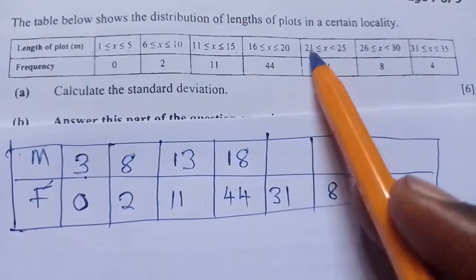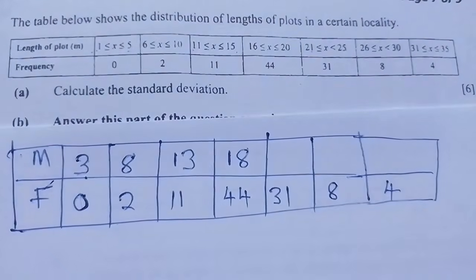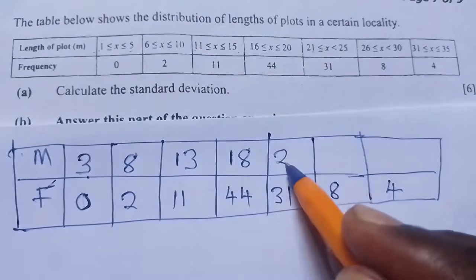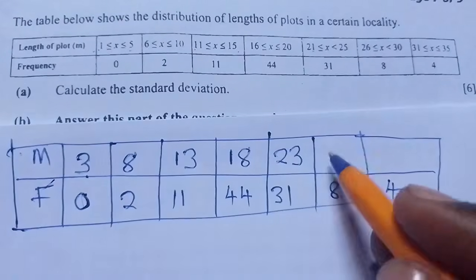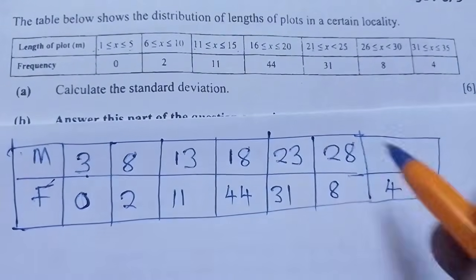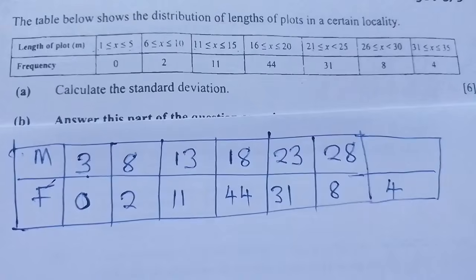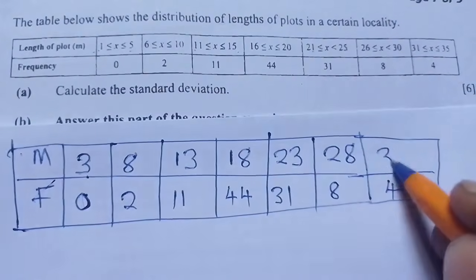I move here. 21 plus 25, I'm getting 46. Divide by 2, what's the answer? 23. I move there. 30 plus 26, 56. Divide by 2, 28. That's how you need to do. Then you move to that one where I say 31 plus 35. You are getting 66. 66 divided by 2, that's 33.